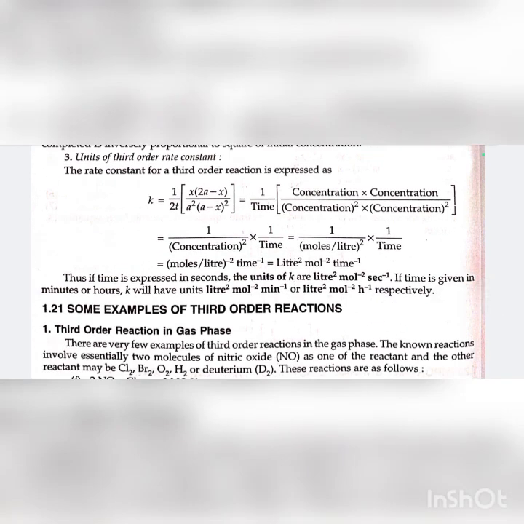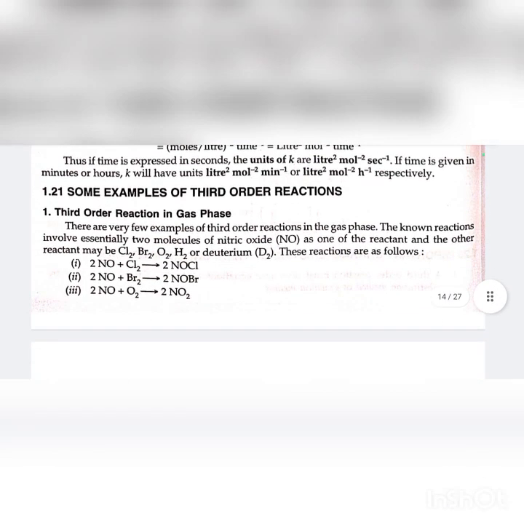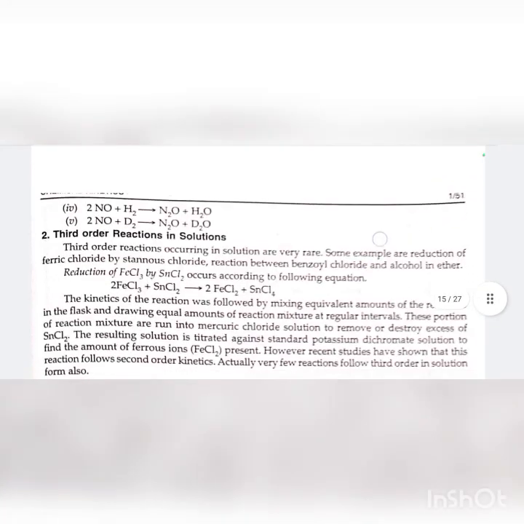Some examples of third order reactions. Third order reactions in gas phase. There are very few examples of third order reactions in the gas phase. The known reactions involve essentially two molecules of nitric oxide and one of the other reactant, and the other reactants may be Cl2, Br2, O2, H2 or deuterium. The reactions are as follows.